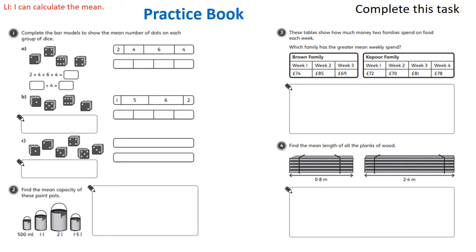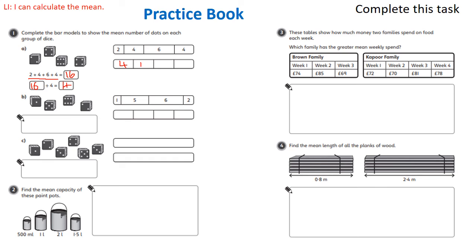So if we look at number one, first of all, complete the bar models to show the mean number of dots on each of the dice. In part A, it's all nicely scaffolded for you. It's written down all the number of dots. So 6 plus 4 is 10, plus 4 is 14, plus another 2 is 16. So our dividend is 16. Our divisor is 4 because there are 4 dice. 16 divided by 4 is 4. And we can fill that in on the bar.